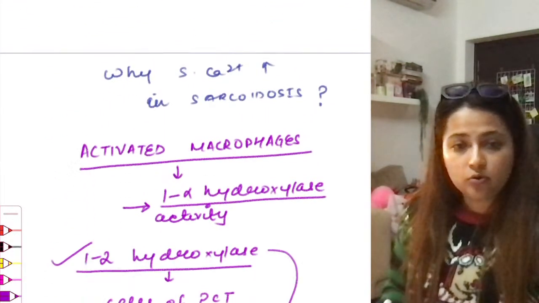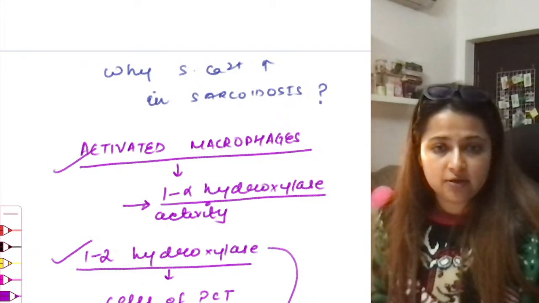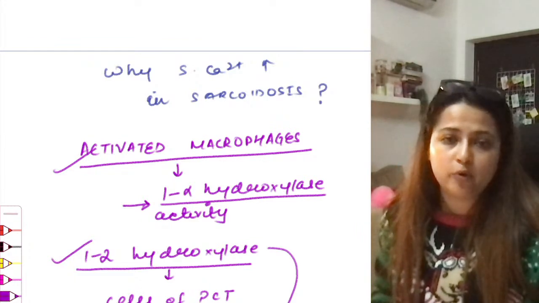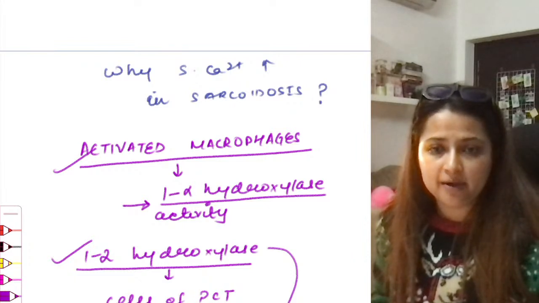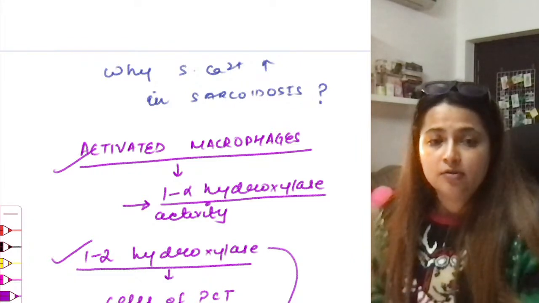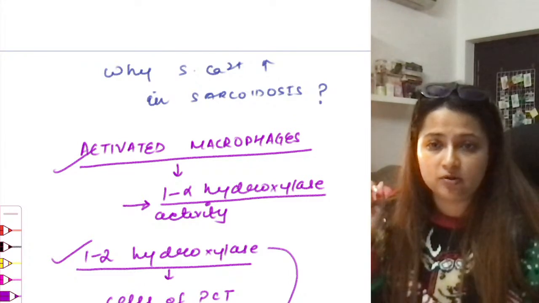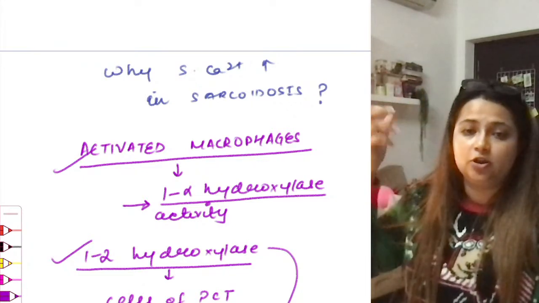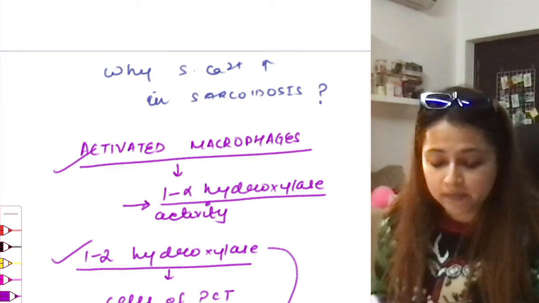Now what happens in sarcoidosis is that the macrophages are activated. You know the components of a granuloma: macrophages, then epithelioid cells, which are the activated or modified macrophages, and the multinucleated giant cells. So activated macrophages in sarcoidosis express this enzyme 1-alpha hydroxylase. This is not the normal location of 1-alpha hydroxylase activity. The normal is PCT cells. But here macrophages also express this enzyme.